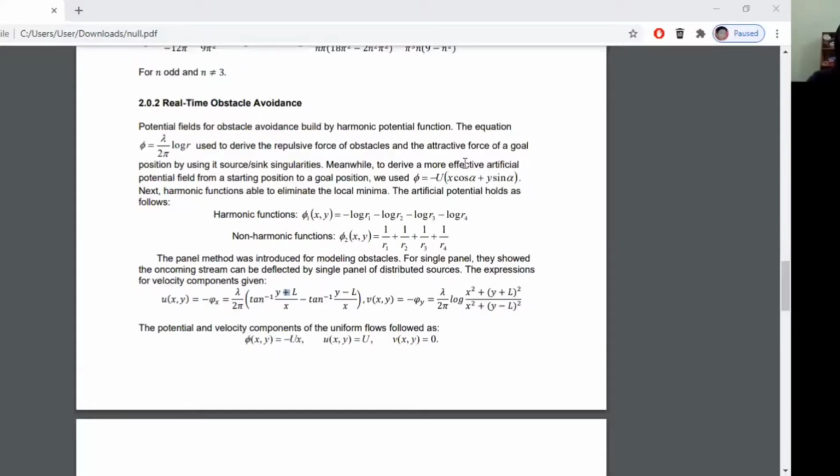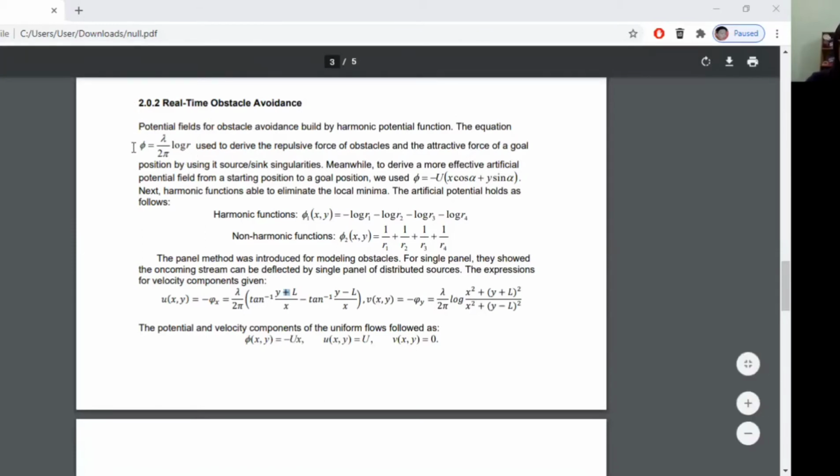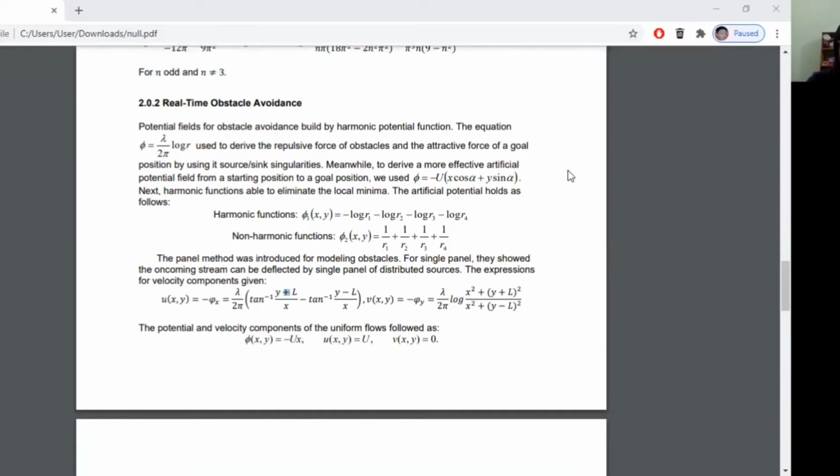Second application, we have the real-time obstacle avoidance. Potential fields for obstacle avoidance are built by a harmonic potential function, and this is the equation that is used to derive the repulsive force of obstacles and the attractive force of a goal position by using its sources or singularities. Meanwhile, to derive a more effective artificial potential field from a starting position to a goal position, we use this equation. And next, harmonic functions are able to eliminate the local minima.